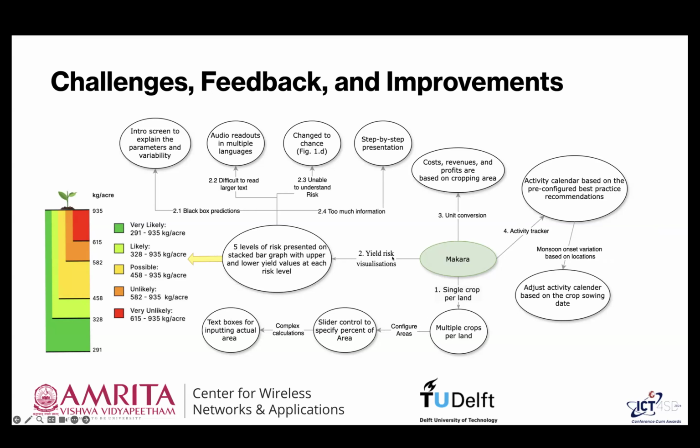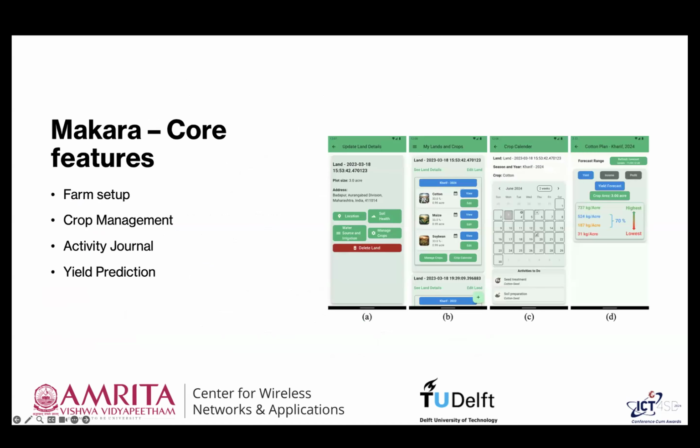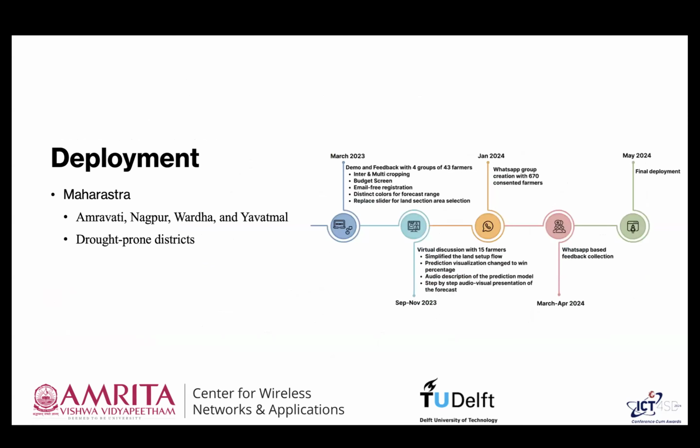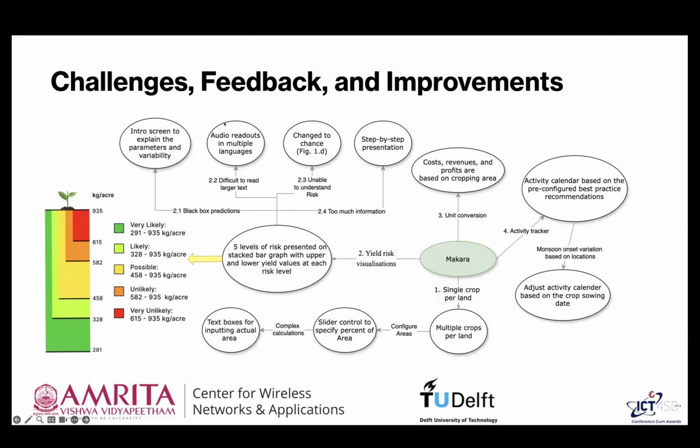Second is the risk visualization. Initially we had this complex way to show what is the risk of getting various yields for a given farm, but they found it too much to understand. Then we implemented a much simpler way with a step-by-step process, and we presented fewer numbers, and we also implemented audio support for reading out the risk. So this was very helpful for them.